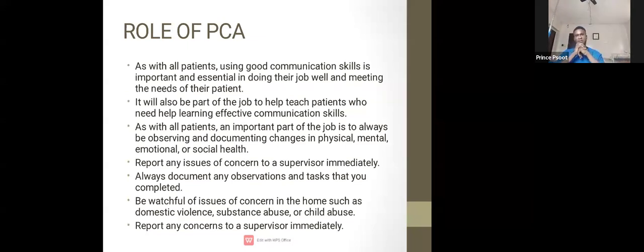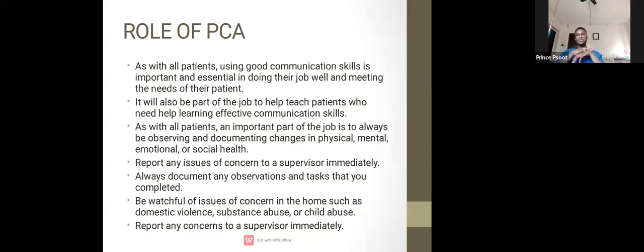Another role of a personal care aide is that, as with all patients, using good communication skills is important and essential in doing their job well and meeting the needs of their patients. It is also part of the job to help patients who need help learning effective communication skills. So you're not just to help the patient use good communication skills, you're also to teach the patient to learn effective communication skills.